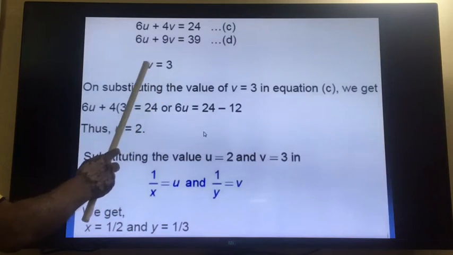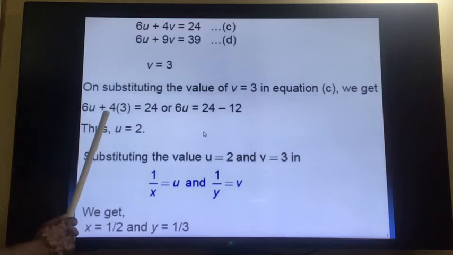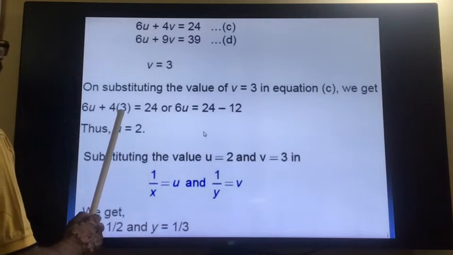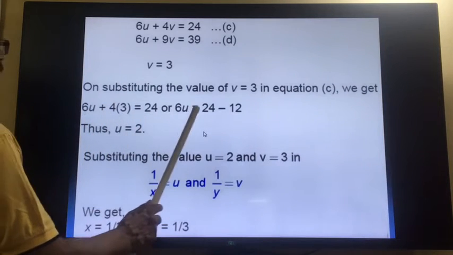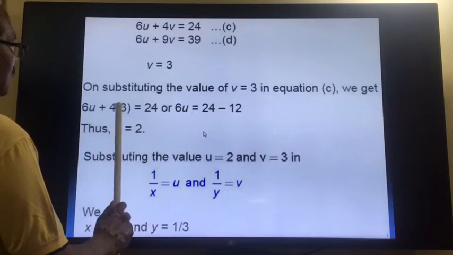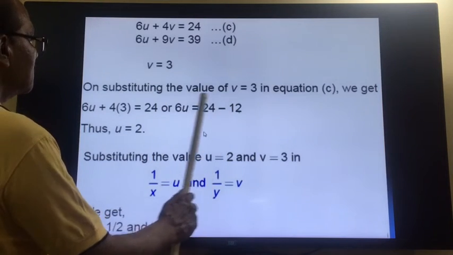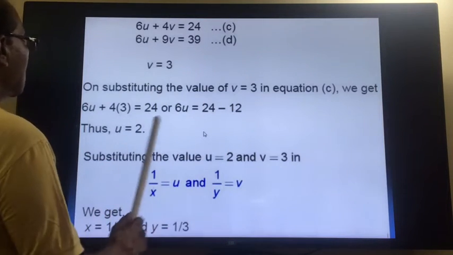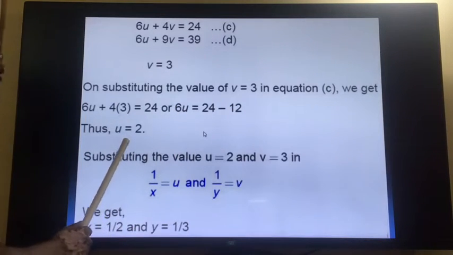This value we can put in equation number C. The C equation was 6u plus 4v, so in place of v we write 3, is equal to 24. So 6u plus 4 threes, 12, goes to the other side, so it will be 24 minus 12. So 6u is equal to 12, and then u is equal to 12 upon 6. 6 goes 2 times, so u is equal to 2.